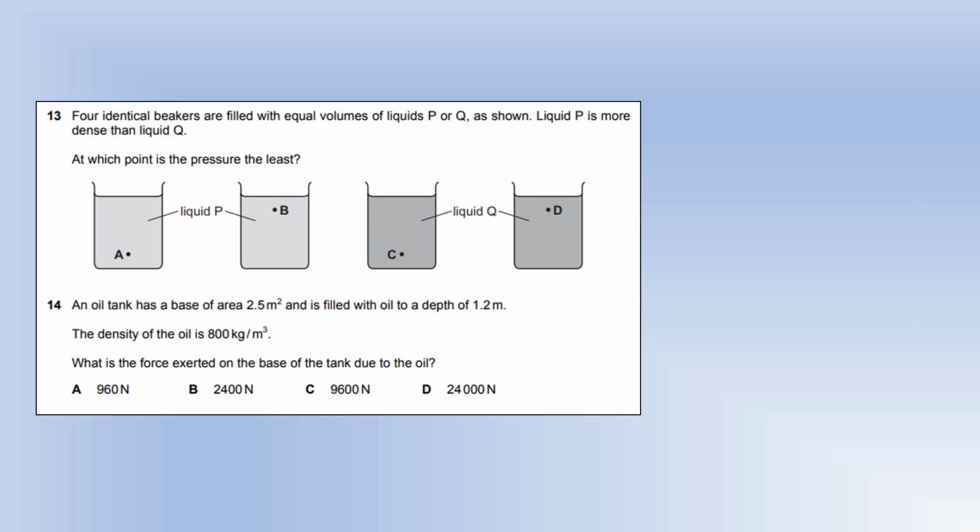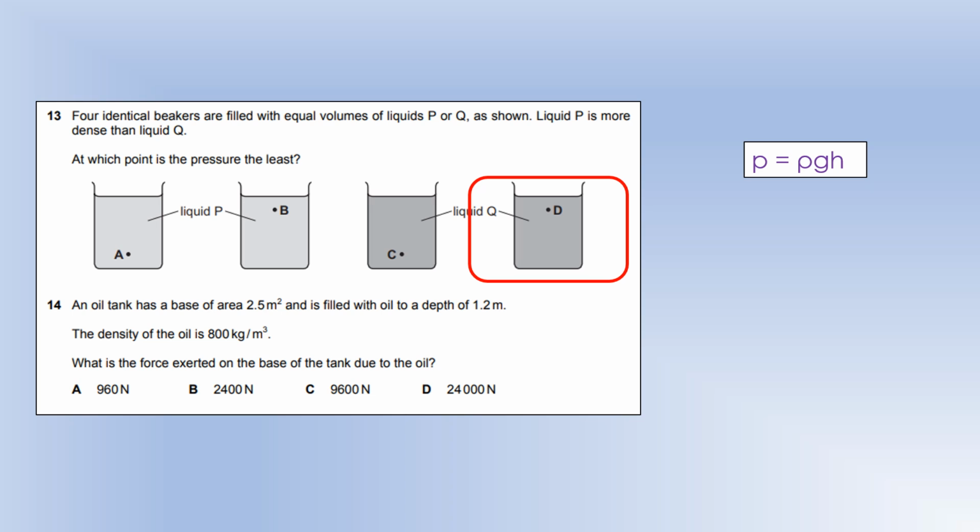Okay, so we've got 4 identical beakers filled with equal volumes of liquids, and the liquids are either P or Q. Liquid P is more dense than liquid Q. At which point is the pressure the least? Well, it's not going to be in anything with P in it, because if it's more dense, that means there's a bigger weight force acting down, so that's going to give a greater pressure. So it's not going to be A or B. And then D is going to be lower pressure than C, because there's a smaller weight of liquid above D than there is at C. So that's going to allow us to select option D as the lowest pressure.